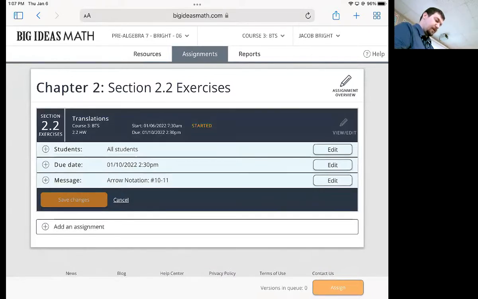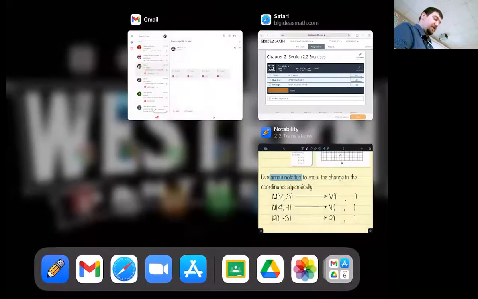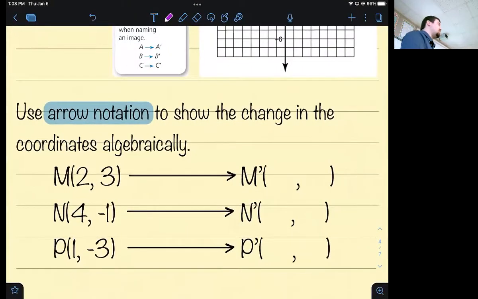Yes, 10 and 11. Okay. And then tomorrow will be a couple different problems. And I'm going to have you practice using arrow notation a few times on each of these homework assignments.